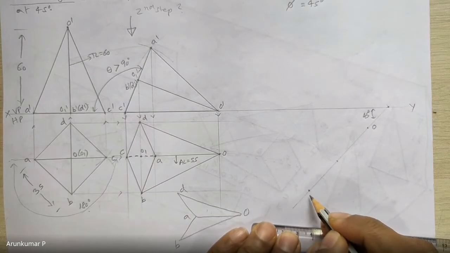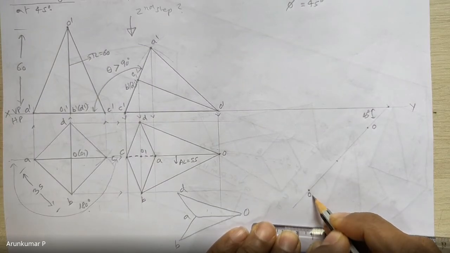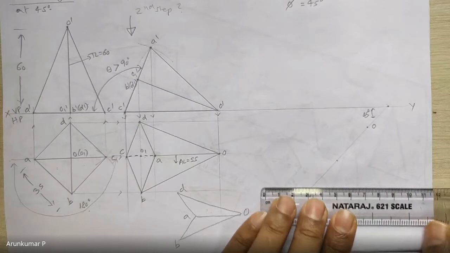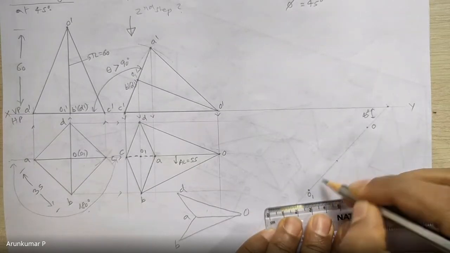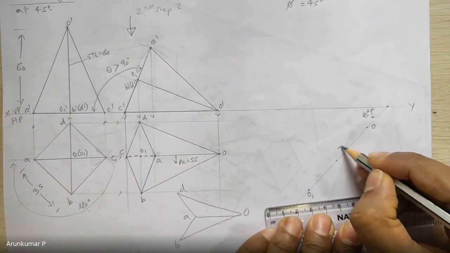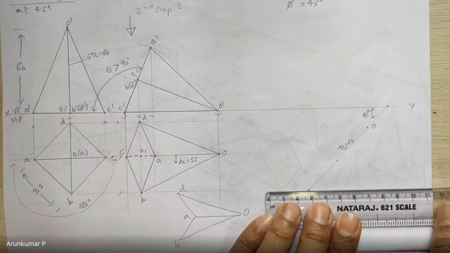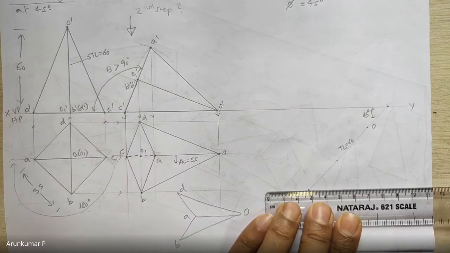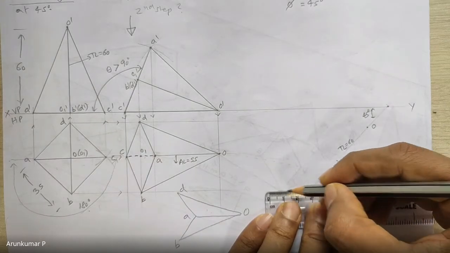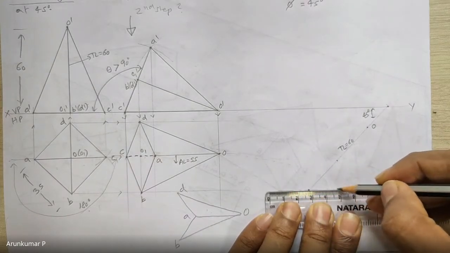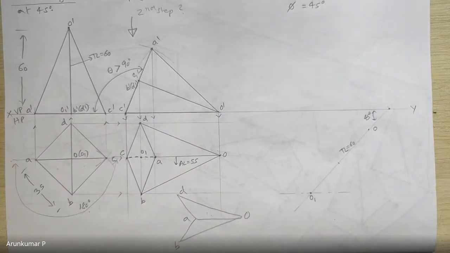So for the time being, you can call this O1. We'll change it later. This OO1 is the true length, which is 60 mm. Okay, now at O1, I will draw the axis line. Sorry, the locus line.